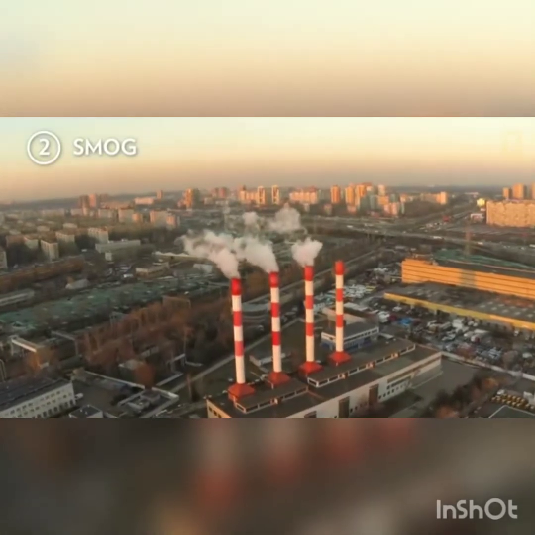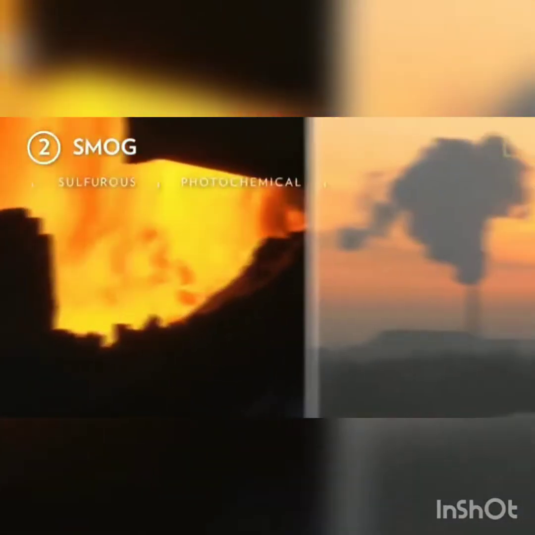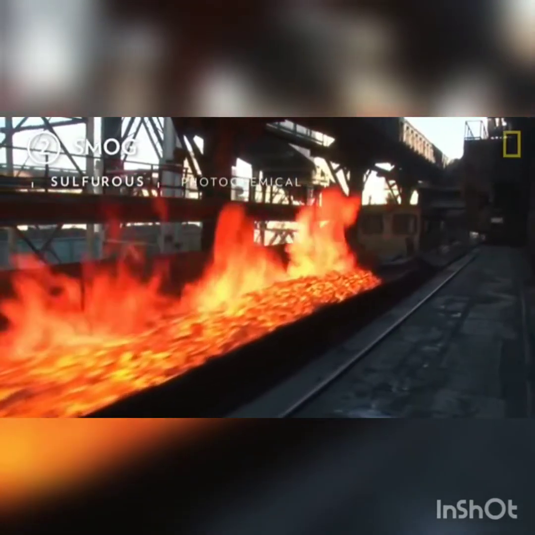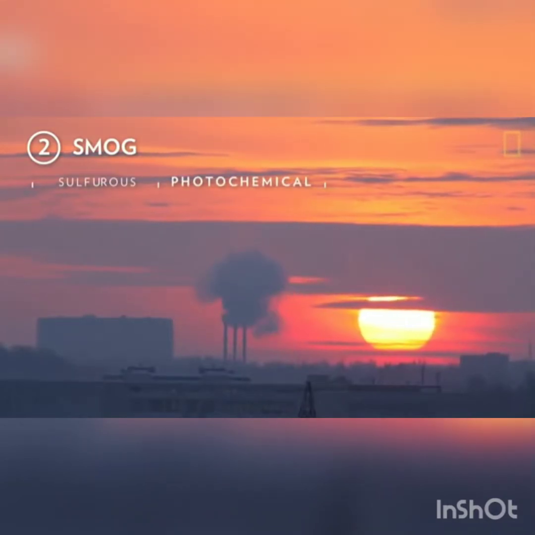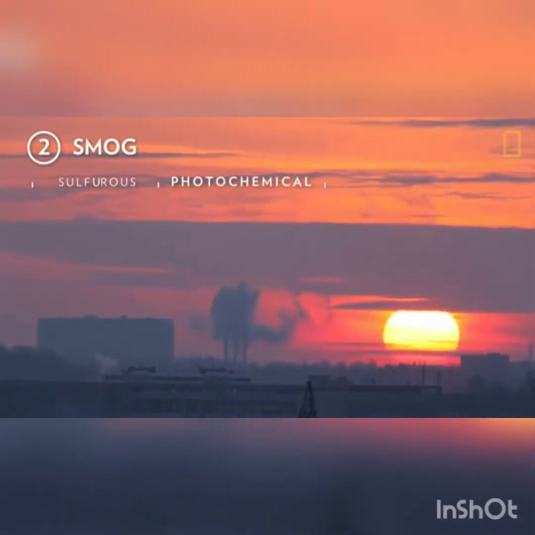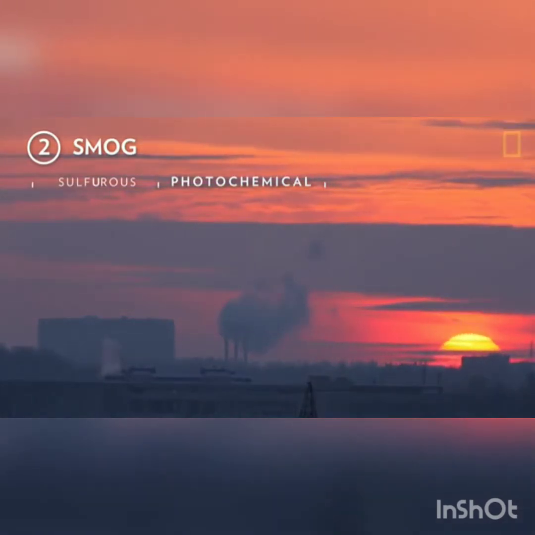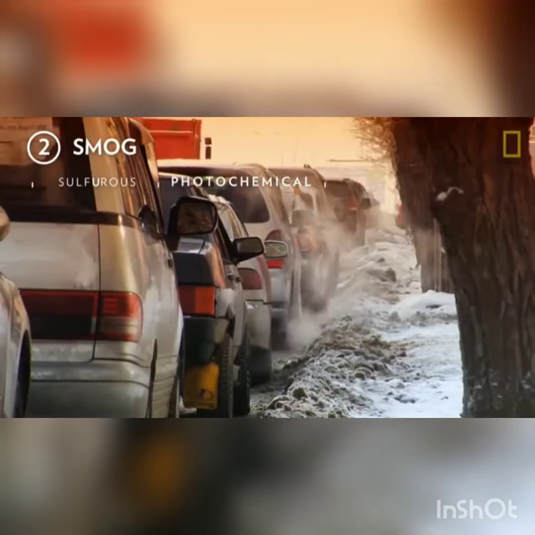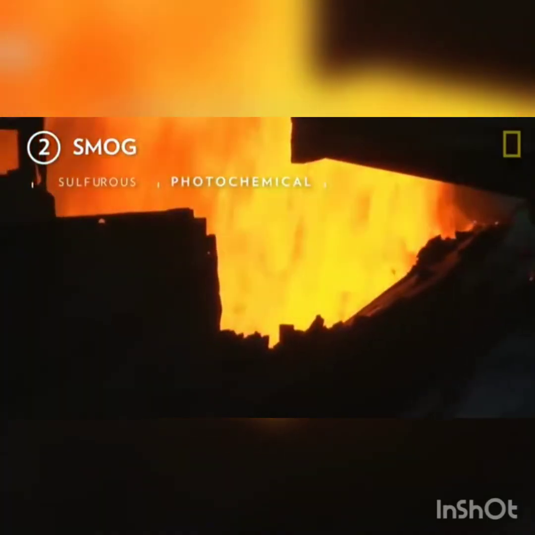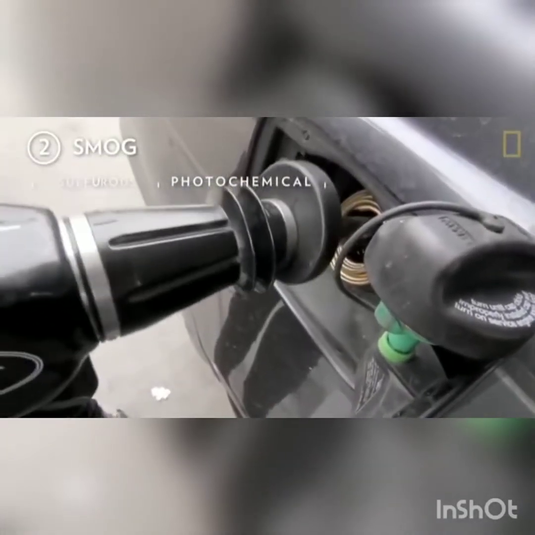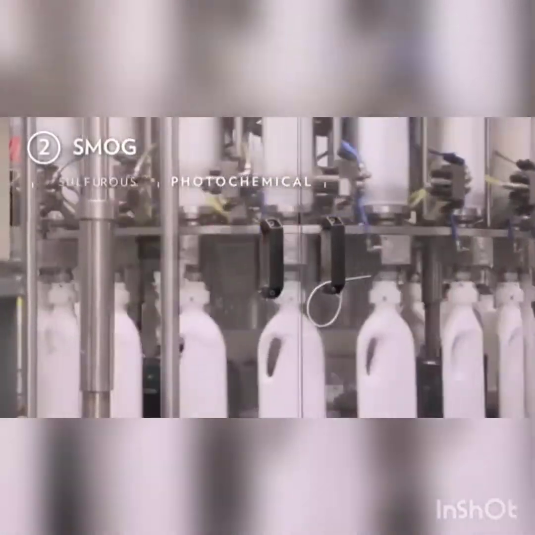Smog can be divided into two categories: sulfurous and photochemical. Sulfurous smog is made up of chemical compounds called sulfur oxides. It occurs when burning sulfur-bearing fossil fuels such as coal. Photochemical smog, also called ground-level ozone, is a result of the reaction between sunlight, nitrogen oxides, and volatile organic compounds. Nitrogen oxides come from car exhaust, coal power plants, and factory emissions. Volatile organic compounds are released from gasoline, paints, and many cleaning solvents.